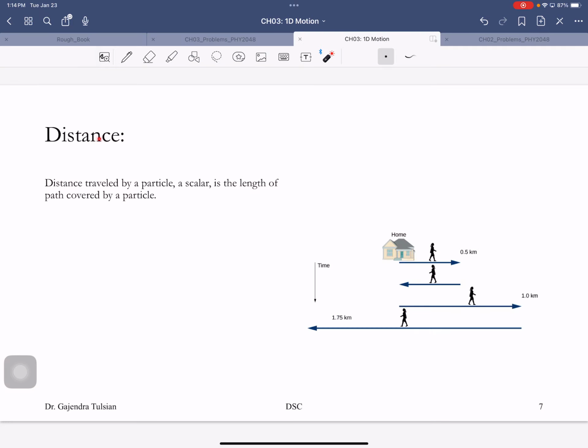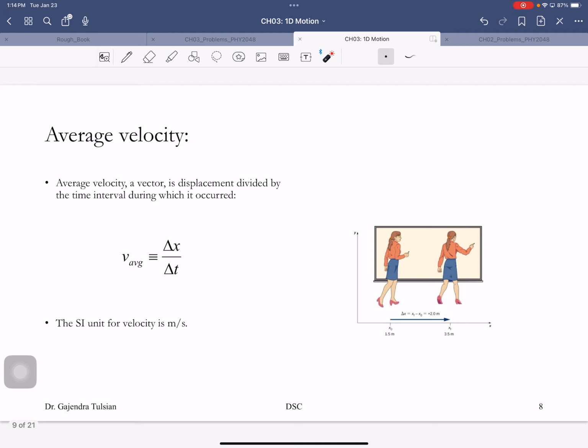So distance is a scalar. Again, don't worry about a lot of this stuff. I think they should teach 3 dimensions right off. 1 dimension is a little confusing.